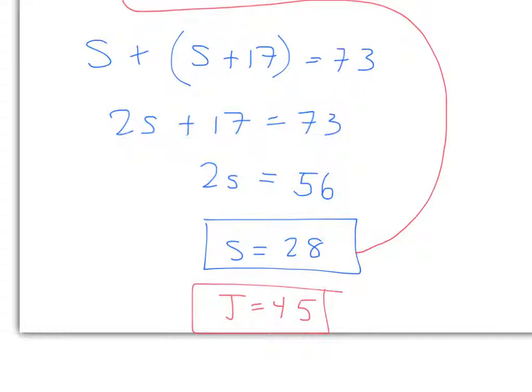It's pretty straightforward. You're given two sentences. Each sentence gives you a different equation, and you're taking those equations and you're solving them simultaneously. The second problem is a little bit more tricky than the first one.